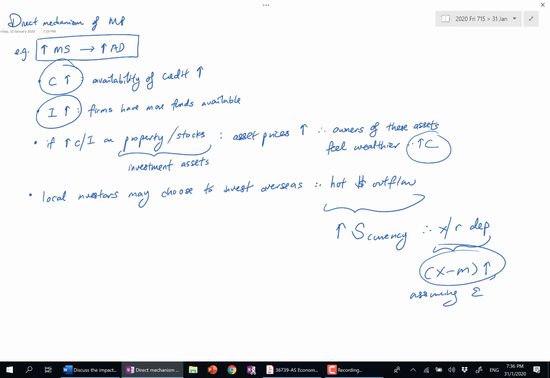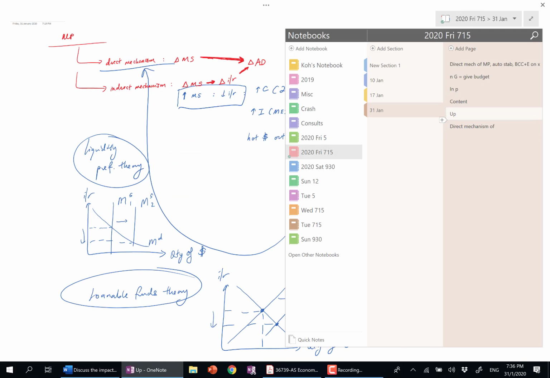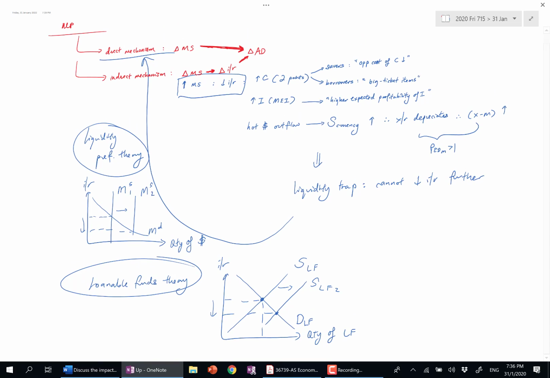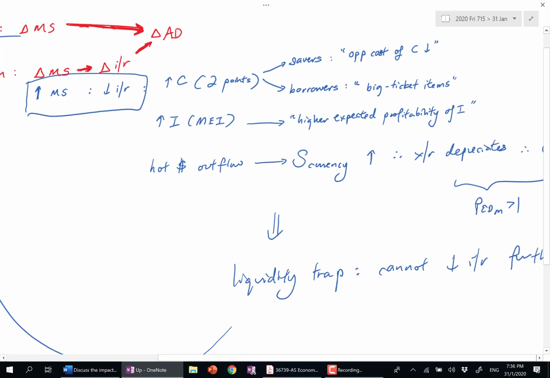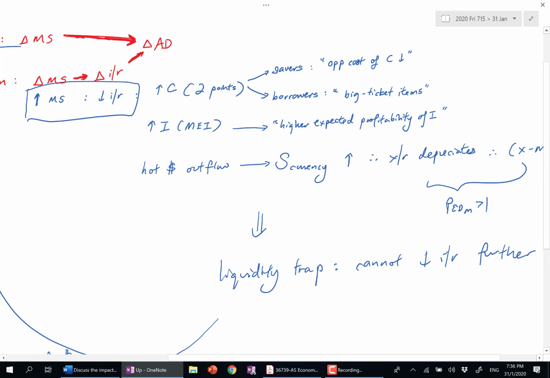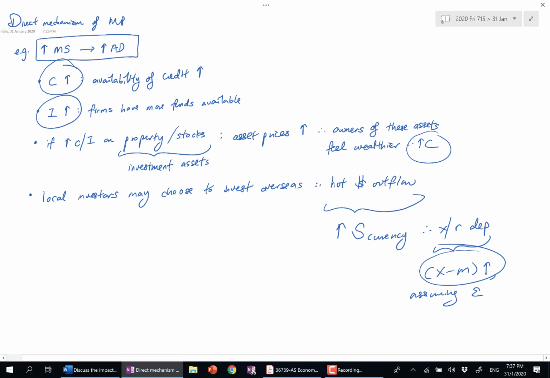Then by way of comparison, you can contrast this with the indirect mechanism, which we summarized earlier. Higher money supply leads to lower interest rates. You had to take a feeder bus, that's why it's indirect. We also had higher C, higher I, higher X minus M. Any questions?